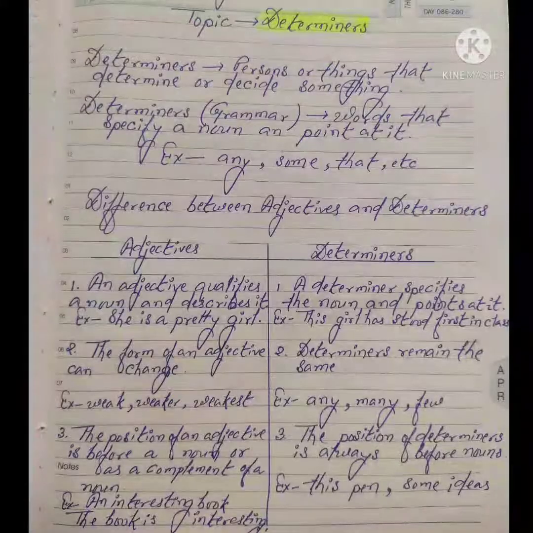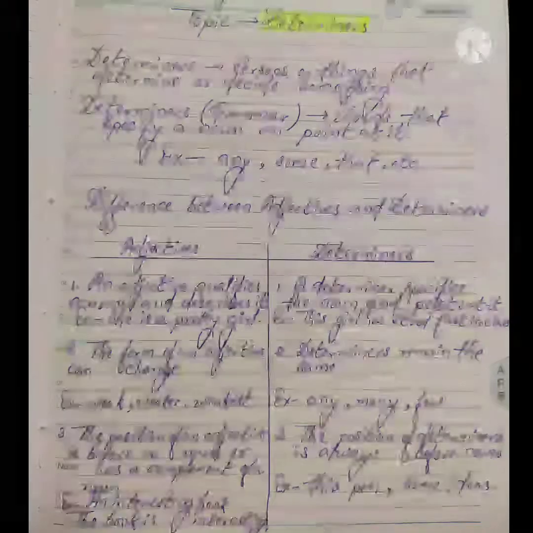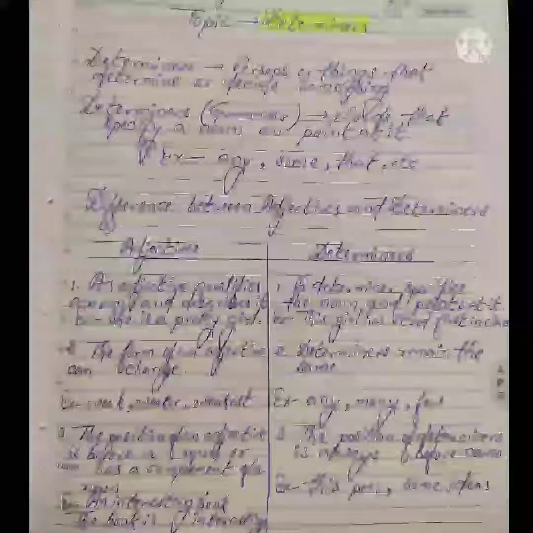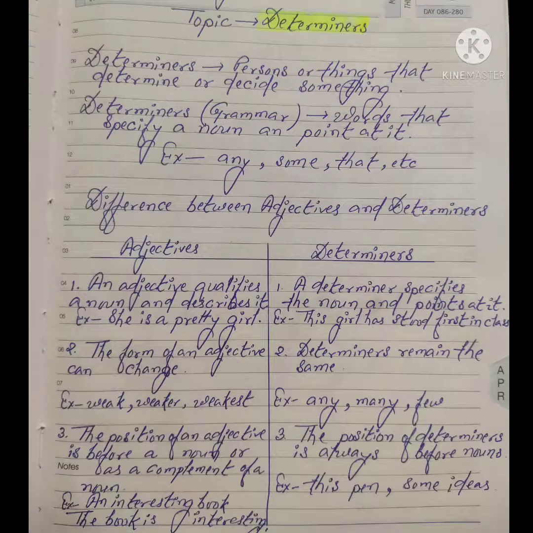Some students have a myth that both are similar, but they differ from each other in every sense. Let's take a look at the first point of adjectives: an adjective qualifies a noun and describes it. For example, she is a pretty girl, and in this sentence pretty is an adjective. But if we come to the first point of determiners, it says that a determiner specifies the noun and points at it. For example, this girl has stood first in class. In this sentence, this is considered a determiner.